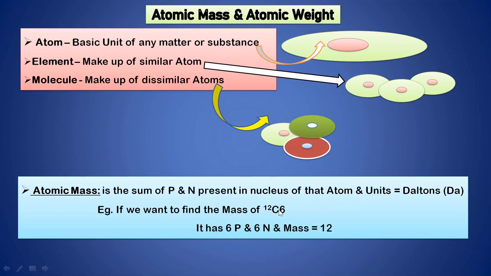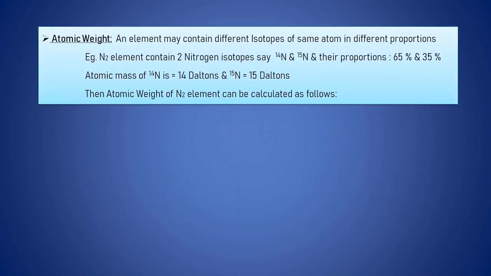If you take an example, carbon 6, 12. That means carbon's atomic number is 6 and mass number is 12. That means it has 6 protons and 6 neutrons. Carbon contains in its nucleus 6 protons and 6 neutrons, so the atomic mass is 12. So atomic mass is always the sum of protons and neutrons present in the nucleus of an atom, always calculated for an atom, and the units are daltons.